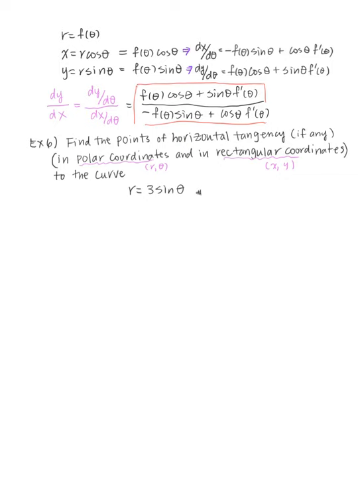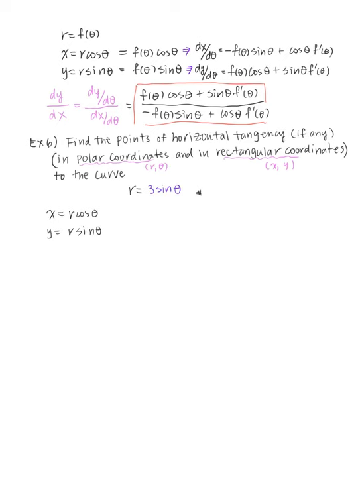Alright, so let's do this. So first step is this. Bust out your conversion formula for x and y in terms of cosine and sine. So first step, x equals r cosine theta, and then our y is r sine of theta.